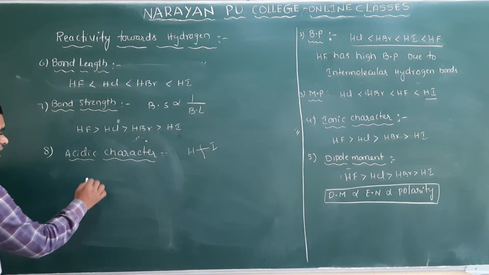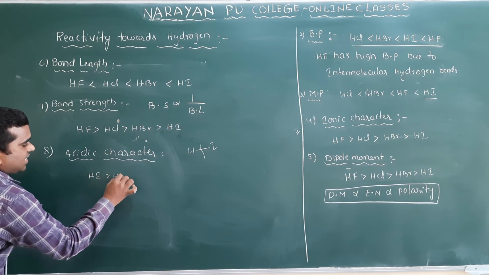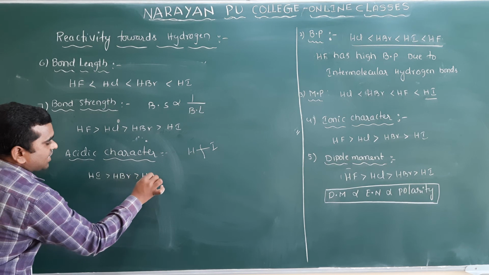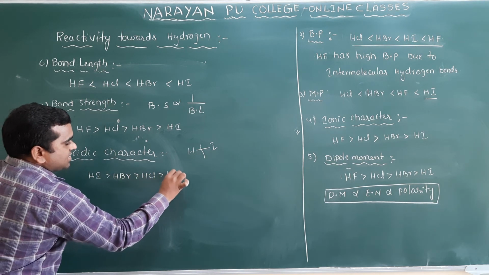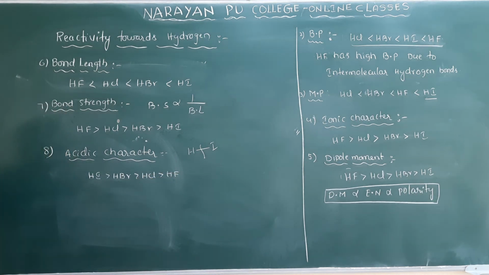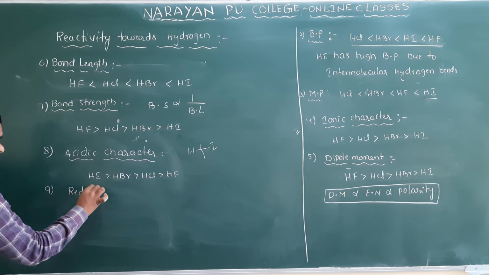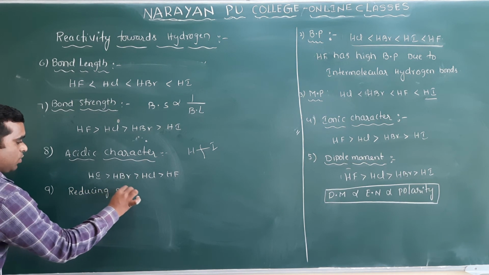Clear? So what is the acidic character order here? HI is greater than HBr is greater than HCl is greater than HF. Among these, HI is a strong acid and HF is a weak acid. And the next character here is reducing power. What is it here? Reducing power.